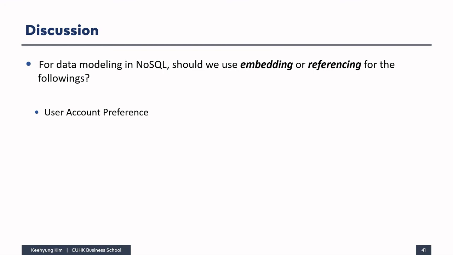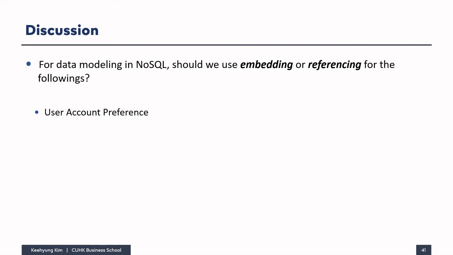How many think embedding might be better to keep user account preference information inside the user document? Okay, so some people raised hands. How about referencing? Okay, so nobody. So in this case, it's user account preference.